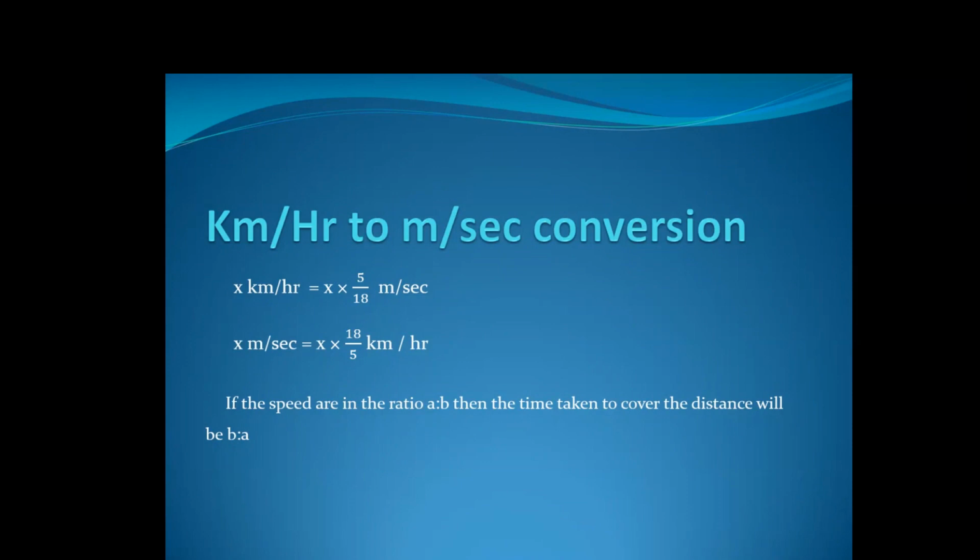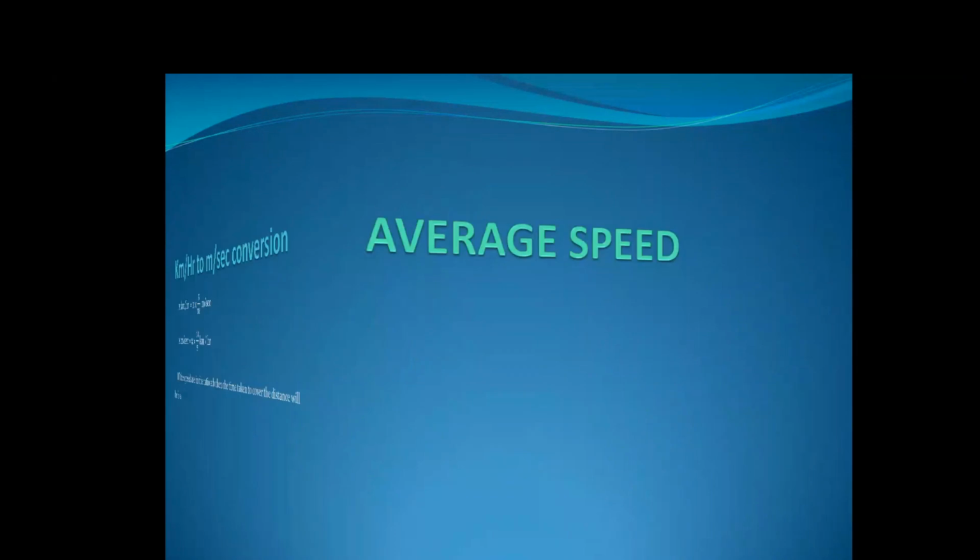The important thing: to convert x kilometer per hour to meter per second, multiply the answer with 5 by 18. In the reciprocal, to convert meter per second to kilometer per hour, you have to multiply the answer with 18 by 5. Then average speed.